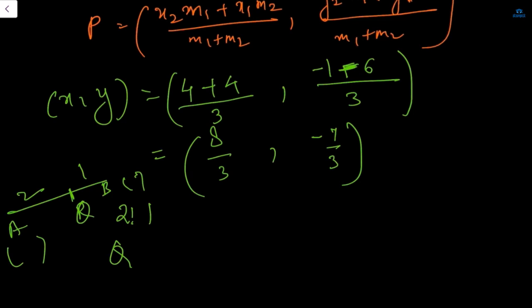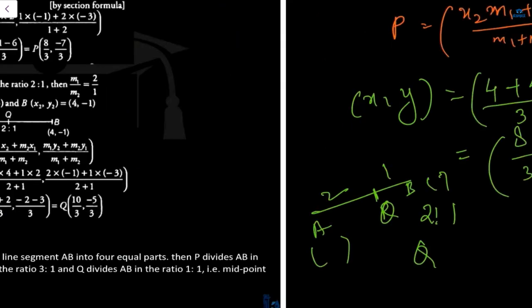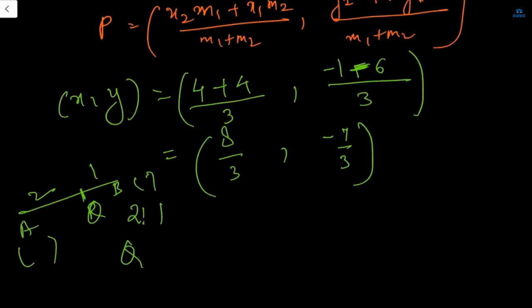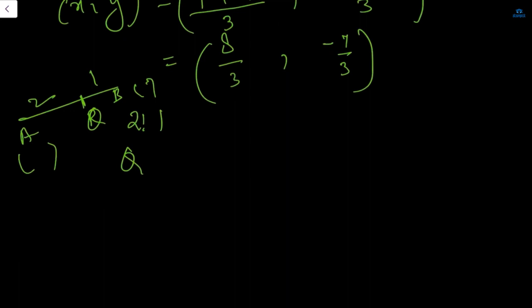Got it? Ma'am, but in the answer, it is written 10/3 and minus 5/3. Yeah, the Q value is 10/3 and minus 5/3. You're getting a different value? I got 8/3 and 7/3. That was all for P. 8/3 and minus 7/3 is for P. Now you need to find out for Q. Now the Q line will be different. You see here, this is A, this is B, and P was somewhere and Q is somewhere here. Now two sections are there between A and Q, one is AP and the next one is PQ.